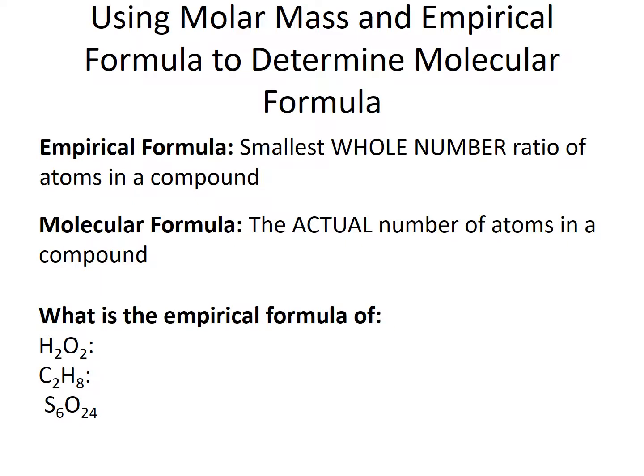All right, finally, using molar mass and empirical formula to determine a molecular formula. Just a little bit of review. Empirical formula is the smallest whole number ratio of atoms in a compound, and a molecular formula is the actual number of atoms in a compound. So just for a little practice, write the empirical formula for the following 3 compounds.